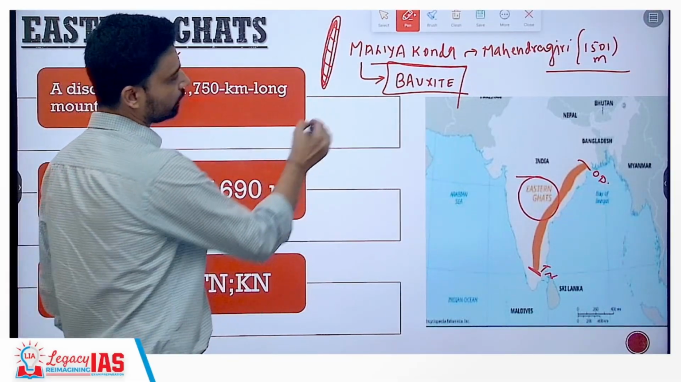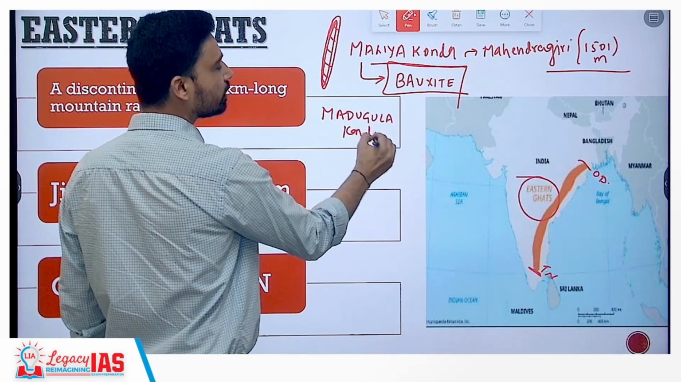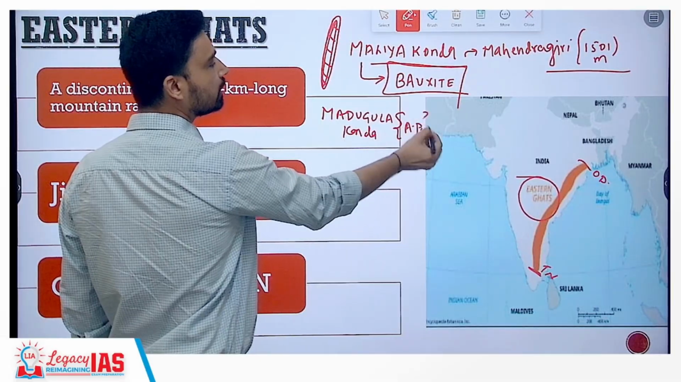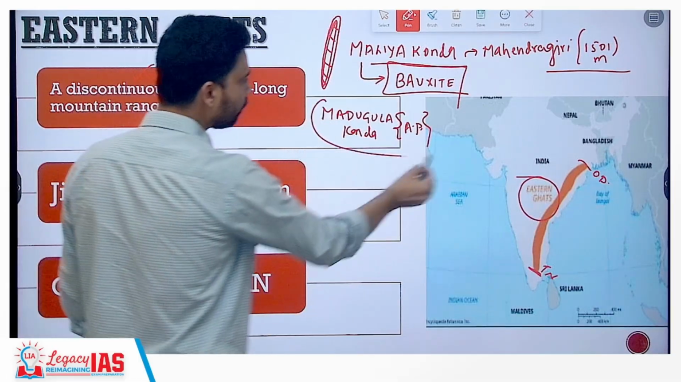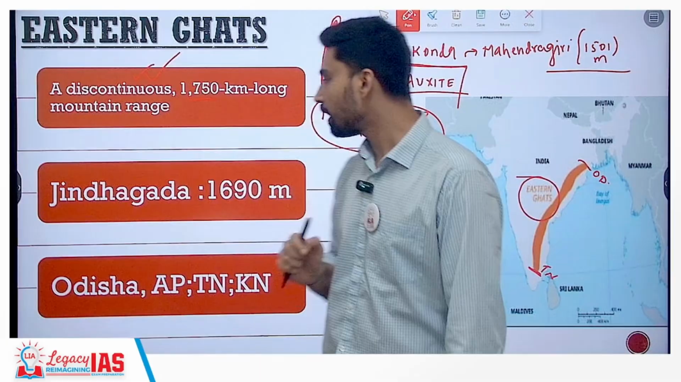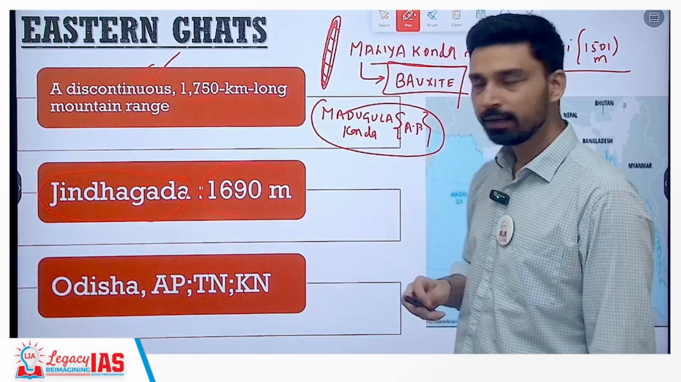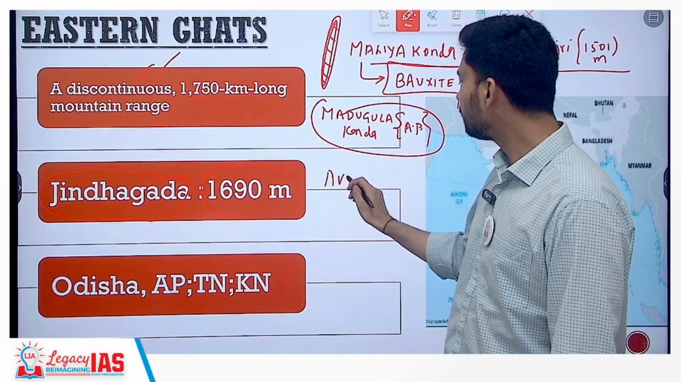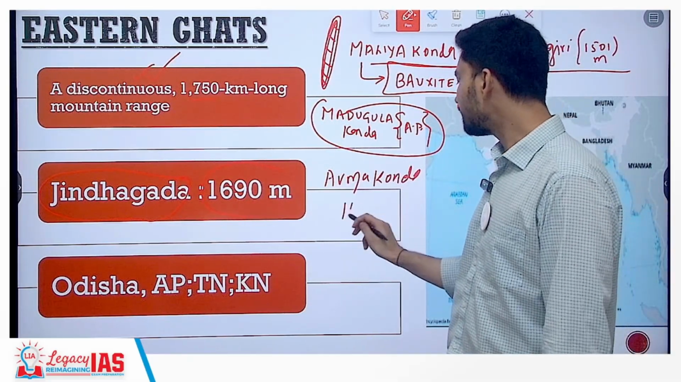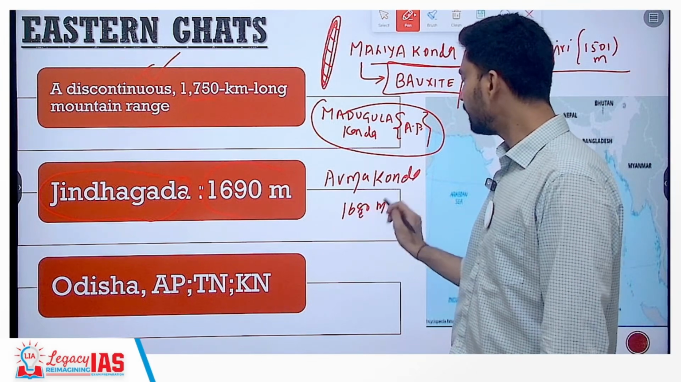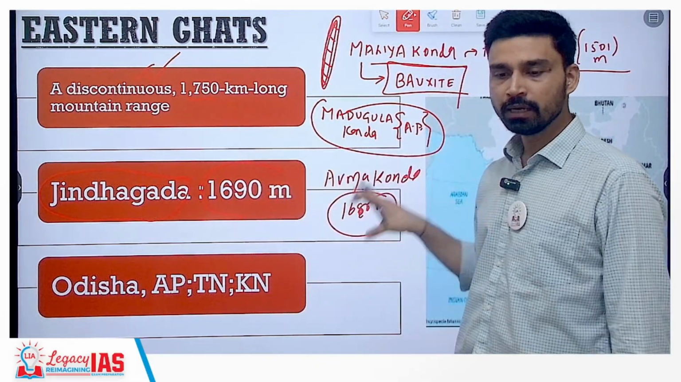as you come to the south, you have another range called the Madhugula-Konda range. Madhugula-Konda range is the name given to Eastern Ghat in the state of Andhra Pradesh, more specifically northern Andhra. And it is in this range you will find the highest peak of Eastern Ghat. The highest peak is called Jindhagada peak at 1690 meters. Nearby itself, another important peak you will find here is called Aravalli peak. Aravalli peak is slightly smaller than Jindhagada. The total height is roughly 1680 meters. 1690 Jindhagada, 1680 the Aravalli peak as such.